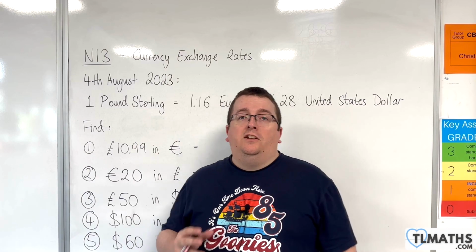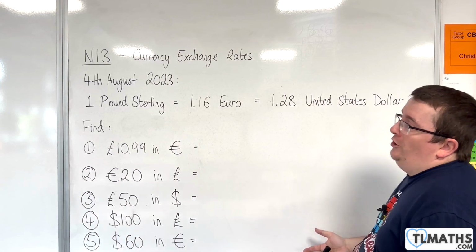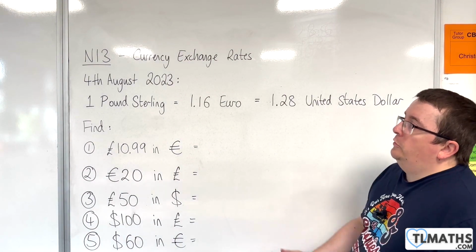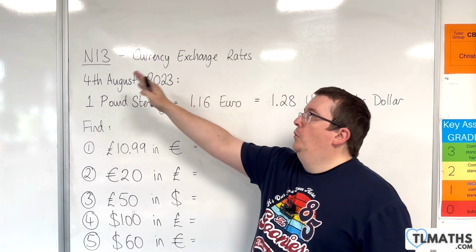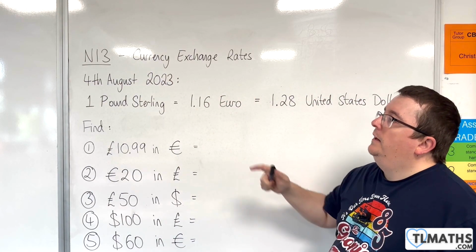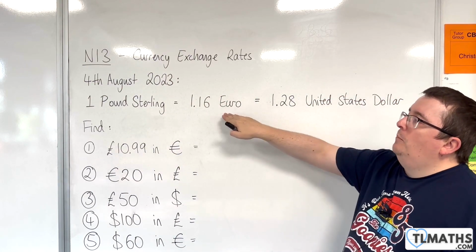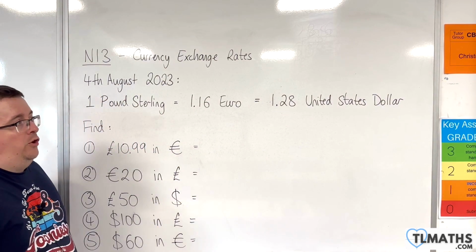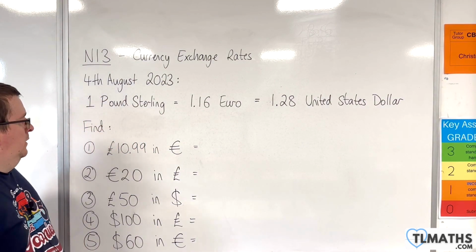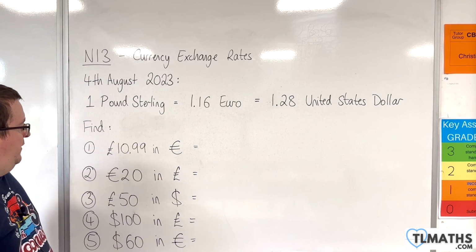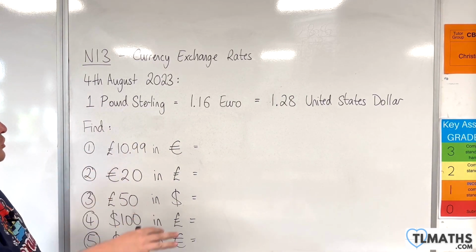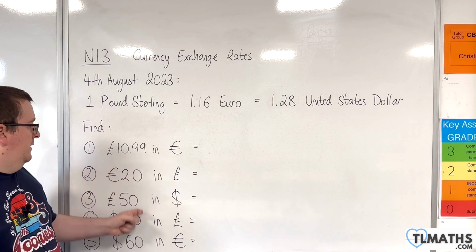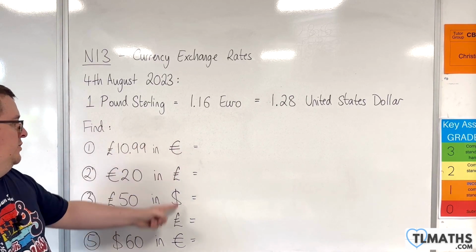So in this video we're going to be considering currency exchange rates. I've just looked up on the internet, 4th of August 2023, so today's date, £1 sterling is 1.16 euros, which is 1.28 United States dollars. What we want to do is use those exchange rates to convert each of these amounts into the different currencies.